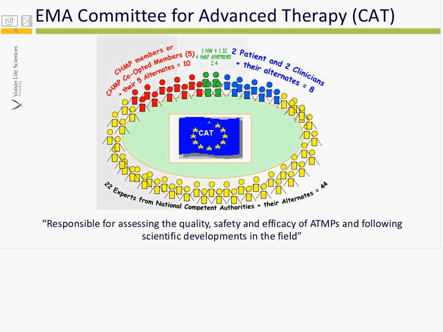So the key committee for regulation or assessment of these products within Europe is the Committee for Advanced Therapies, which is otherwise known as CAT. It's responsible for assessing the quality, safety, and efficacy of ATMPs and for following scientific developments in the field. Now, the committee is made up of CHMP members, patients and clinicians and experts in the field. So it's a very broad committee that has a very broad interest in this area and keeps up to date with current knowledge.